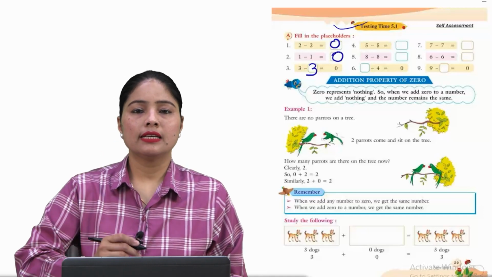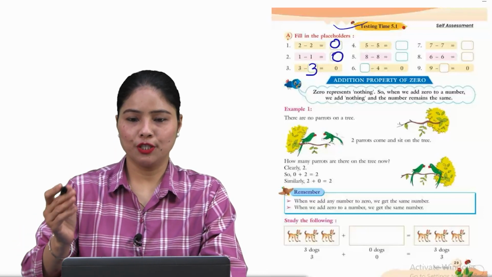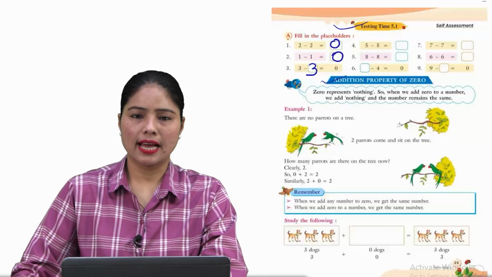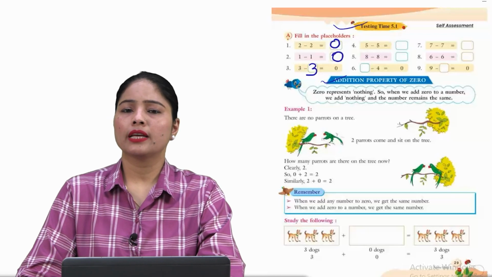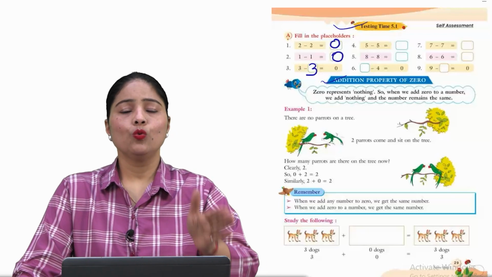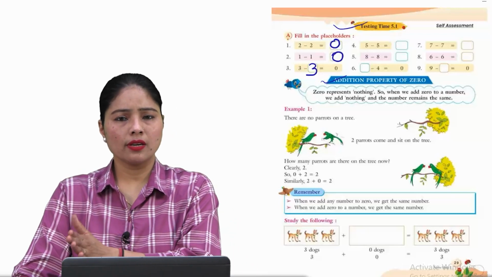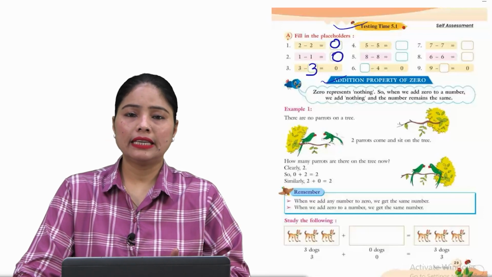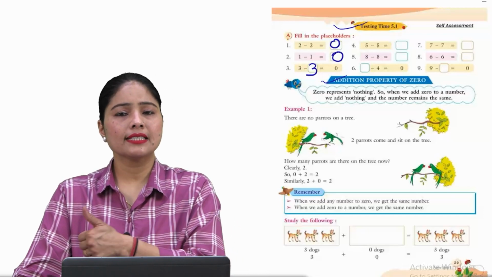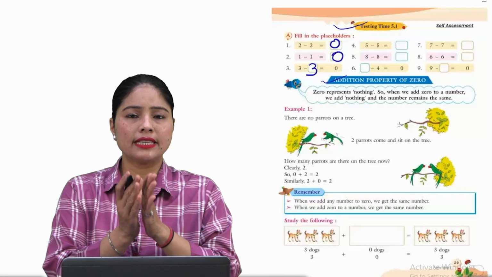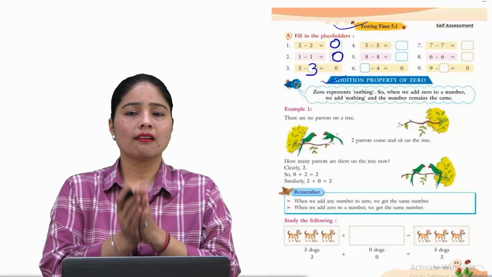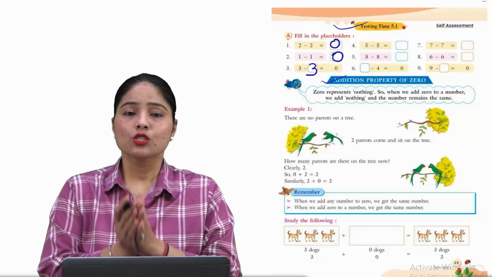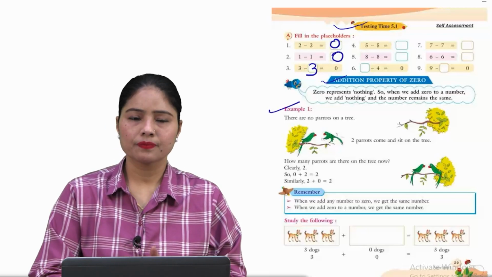So now next one is the addition property of 0. Okay beta? So start. 0 represents nothing. 0 का मतलब होता है कुछ भी नहीं. So when we add 0 to a number, we add nothing and the number remains the same. Okay? अगर हम किसी भी नंबर में 0 ऐड करते हैं, then the answer is the same. Okay? So example number 1.